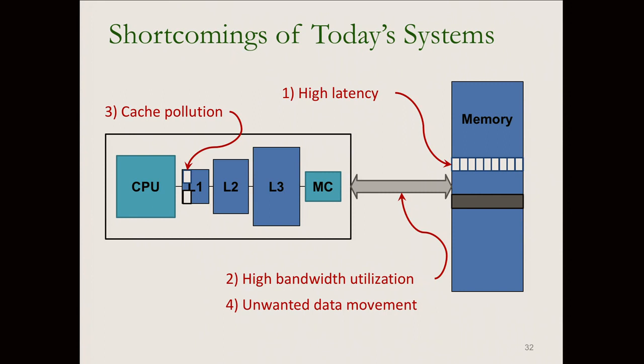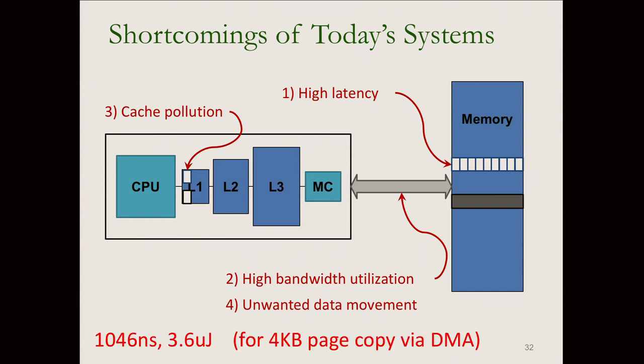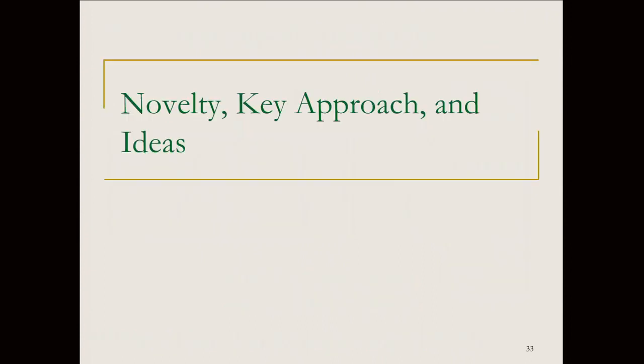CPU caches are there so that you could reuse the data, but if you're not going to get reuse of the data, you just want to copy the source page to the destination page, it basically causes a lot of unwanted data movement. So if you actually do a 4 kilobyte page copy through a direct memory access engine with some technology assumptions that are in the paper, it takes about 1,000 nanoseconds and 3.6 microjoules. So it's a lot of inefficiency. So clearly, if you want to do 2 megabytes, this goes up, right?